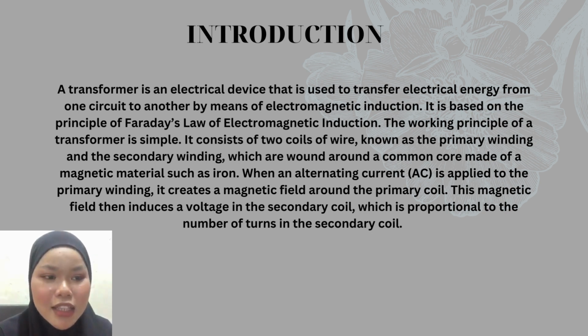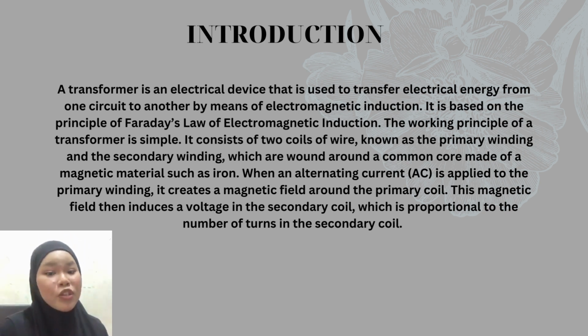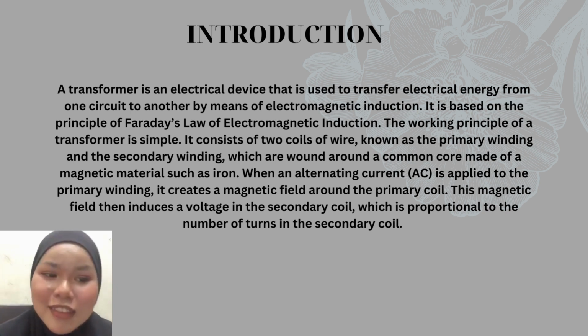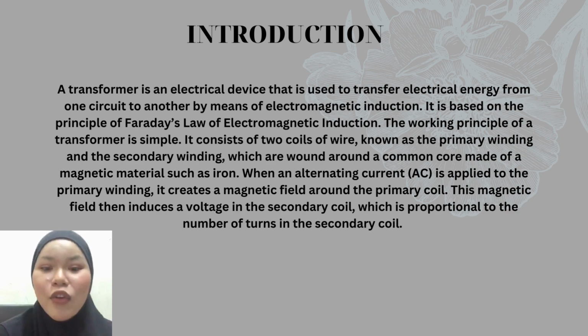When an alternating current (AC) is applied to the primary winding, it creates a magnetic field around the primary coil. This magnetic field then induces a voltage in a secondary coil which is proportional to the number of turns in a secondary coil. So that's all for introduction.